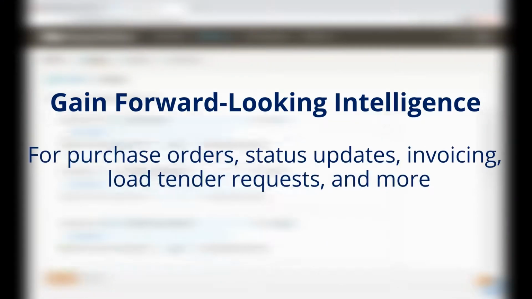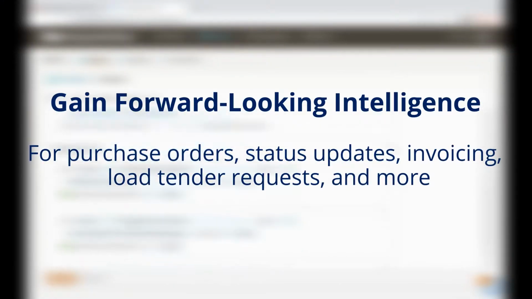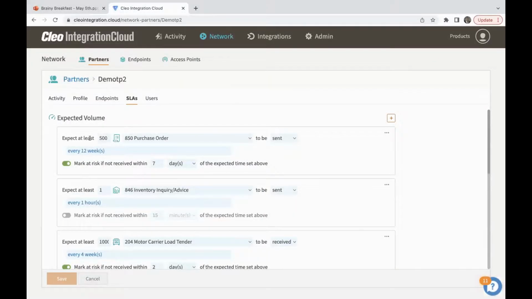Now, let's look at how Radar can help with forecasting and forward-looking intelligence, specifically around committed or expected volumes of purchase orders, status updates, invoicing, load tender requests, and more. Users can quickly set thresholds to be notified if volumes of a specific transaction type are at risk for meeting a specific commitment, promise, or deadline. In this example, we are monitoring 850 purchase orders.